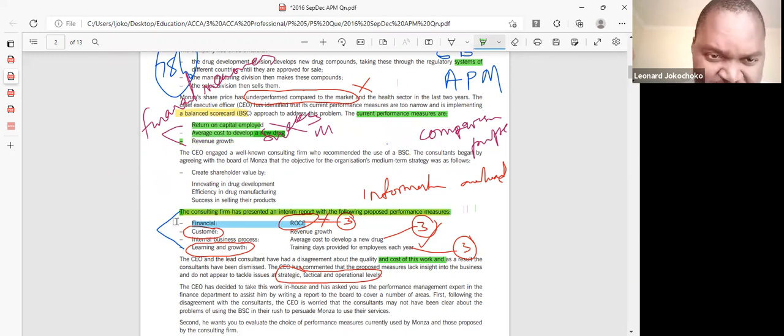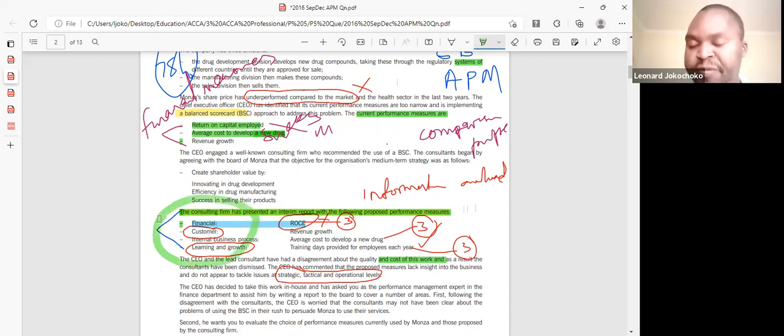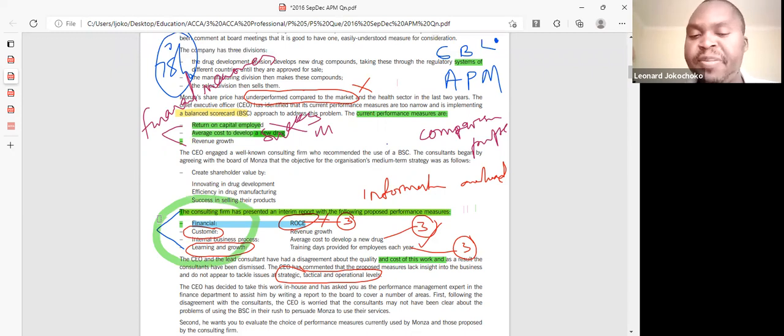So I expect that I should get more marks on this part when I discuss these 4 performance measures. If you can get 2 marks per performance perspective, 2 marks for evaluation of financial, 2 marks for customer, 2 marks for innovation and learning, 2 marks for business process, you get all your 12 marks.